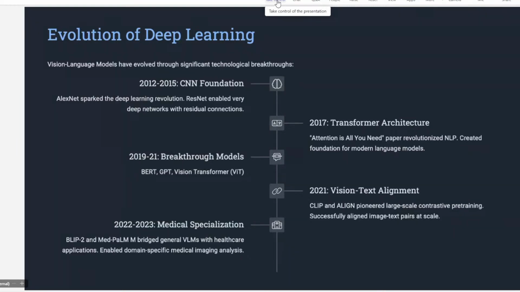CLIP used contrastive learning between images and natural language to learn a joint embedding space, which we will talk about later. And since then, we are seeing a lot of models come up like BLIP, Flamingo, and Med-PaLM, which have adapted these ideas for specialized domains like healthcare.